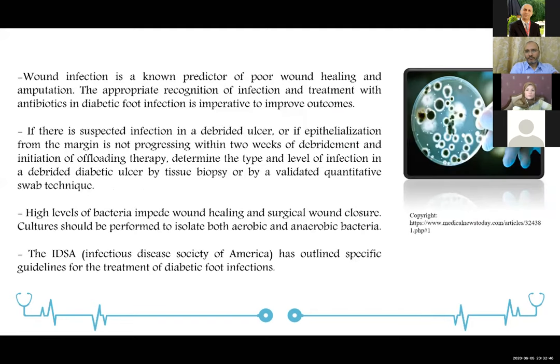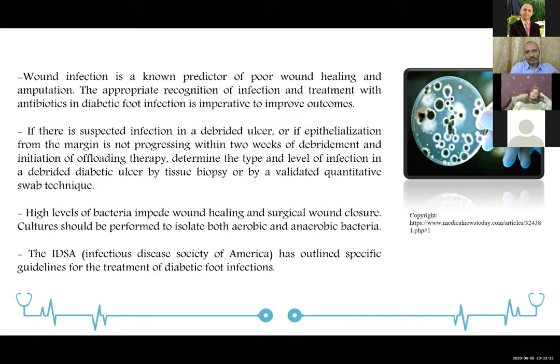The treatment of an active infection. Wound infection is a predictor of poor wound healing, and appropriate recognition of the infection and treatment with antibiotics in diabetic foot infection is imperative to improve outcome. If there is a suspected infection in a debrided ulcer, or if the epithelialization from the margin is not progressing within 2 weeks of debridement and initiation of offloading therapy, determine the type and level of the infection in the debrided diabetic ulcer by tissue biopsy or by validated quantitative swab technique. High levels of bacteria impede wound healing and surgical wound closure. Culture should be performed to isolate both aerobic and anaerobic bacteria.